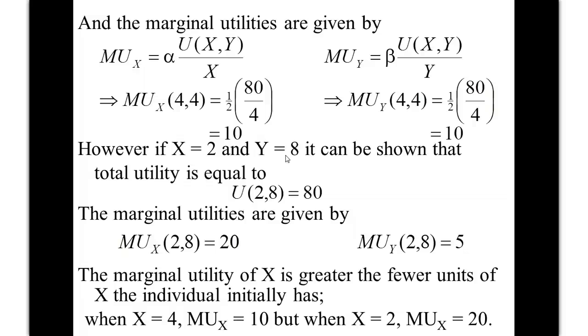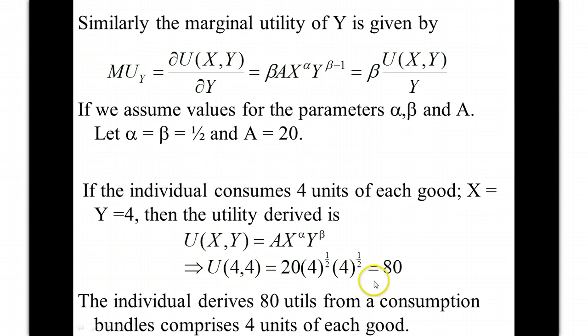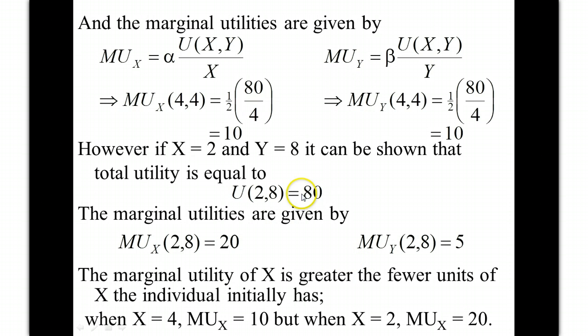In this instance, if you plug 2 and 8 into the utility function, rather than 4 and 4, if you put in 20 times 2 to the 1/2 and 8 to the 1/2, you again get utility of 80. So even with more goods, the person is still having the same level of utility. Well, why is that? Now their consumption bundle isn't as balanced. They've got fewer amounts of one good, and they're very heavily concentrated or weighted towards the other. So the total level of utility is 80.